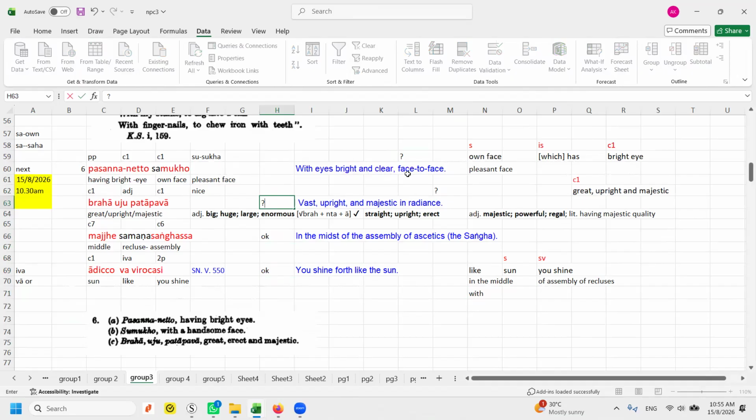Here they put face to face. Technically it cannot be samuka or sumuka. So in this way, this is not so. Next, pleasant face which has a bright eye. This is describing the Buddha. The Buddha is a sun. Normally they describe the Buddha as like a sun.